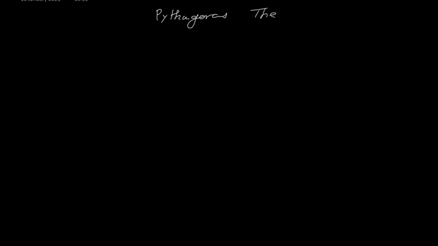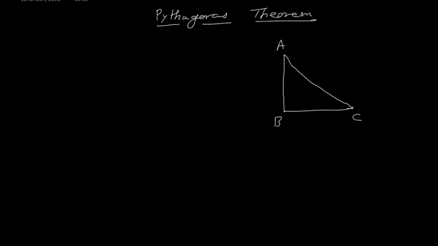Theorem. Now in the previous class also you have learned about Pythagoras theorem. What we learned is that if a triangle is a right angle triangle, now right angle triangle means one angle is 90 degree. So in triangle ABC, I have made this angle B as 90 degree right angle.